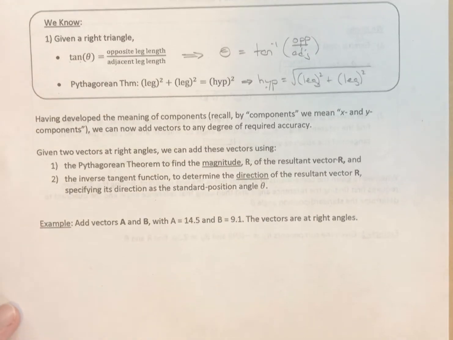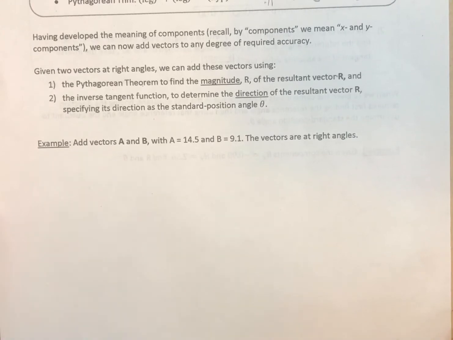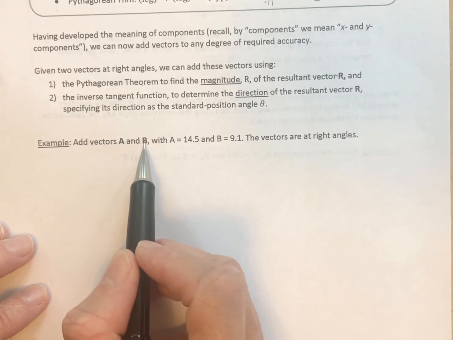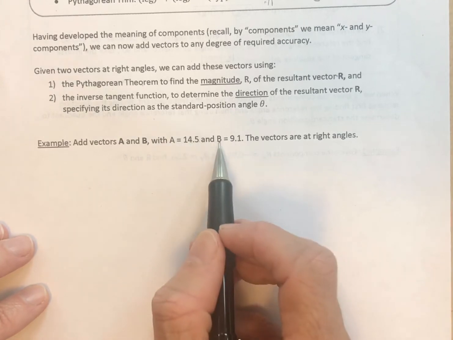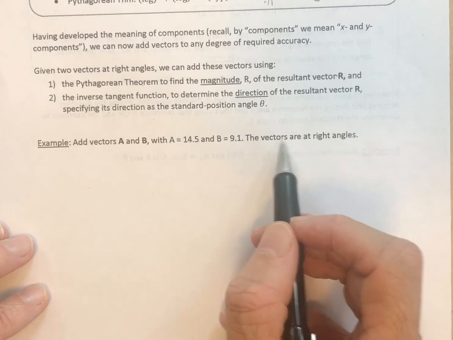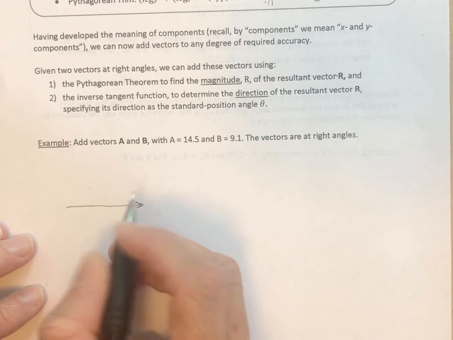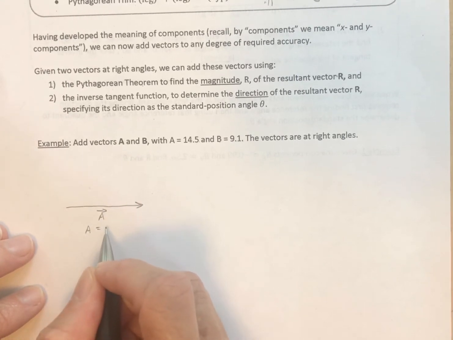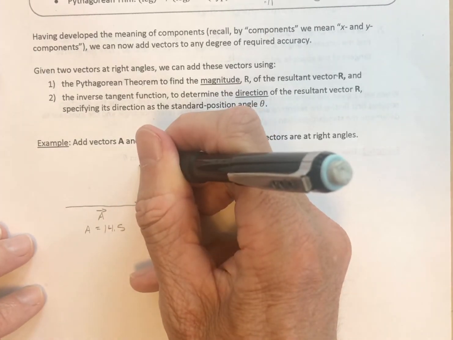Okay, I'll do one example because I think this is going to be pretty simple, given they're already at a right angle. Add vectors A and B. A has a magnitude of 14.5. B's magnitude is 9.1. The vectors are at right angles. So here is vector A, and we know that its magnitude, A, is equal to 14.5. They're at right angles, so I'll draw B here.